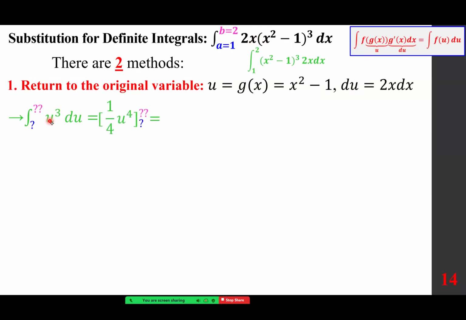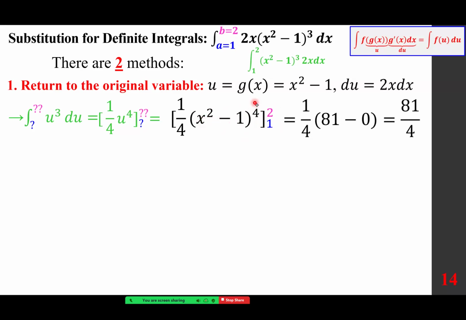And now, if I replace the u with x squared minus 1, I can go back to the original limits of 1 to 2. So return to the original variable, therefore use the original limits. This is pretty simple. If I put 2 here, I get 4 minus 1, which is 3 to the power of 4, which is 81. If I put 1 here, I hope you recognize this as 1 minus 1 or 0. So 1 makes it 0. 2 makes this one 4 minus 1, 3 to the power of 4. 81 over 4, you're done.